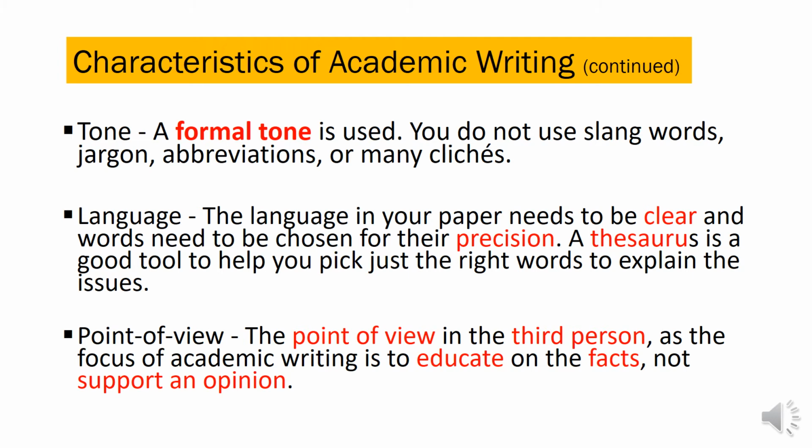Characteristics of academic writing continue. Another characteristic of academic writing is tone. You have to use a formal tone. You do not use slang, jargon, abbreviations, or many clichés. Language in your paper needs to be clear, and words need to be chosen for their precision. A thesaurus is a good tool to help you pick just the right words, and it helps you to explain the issues.